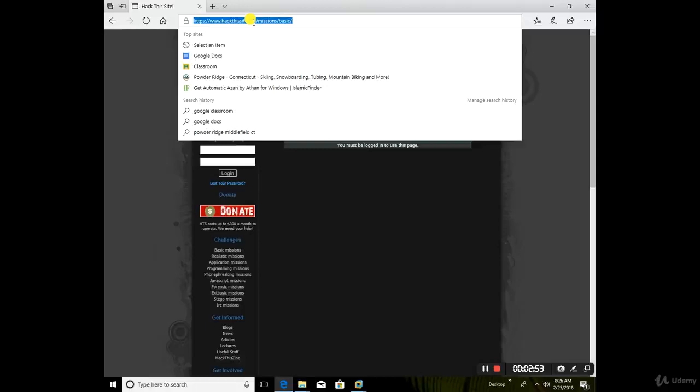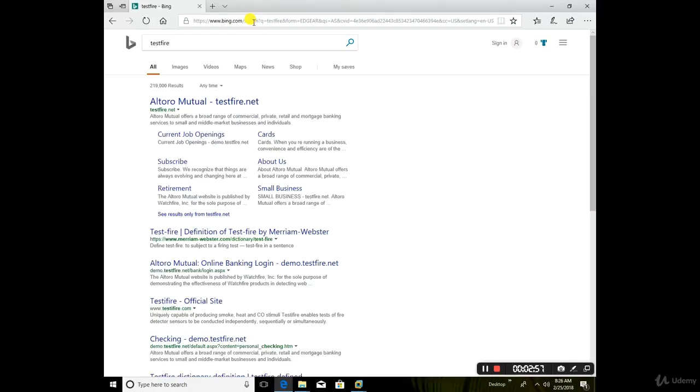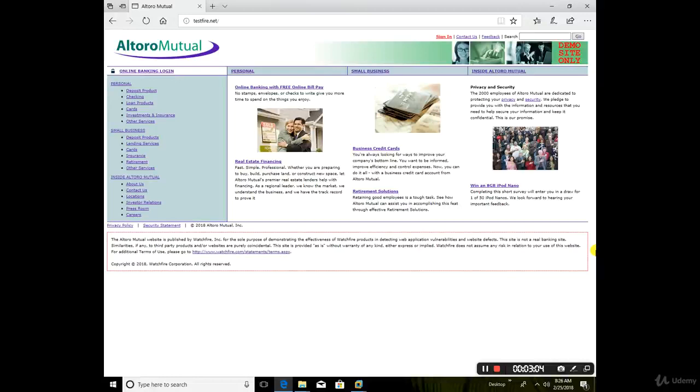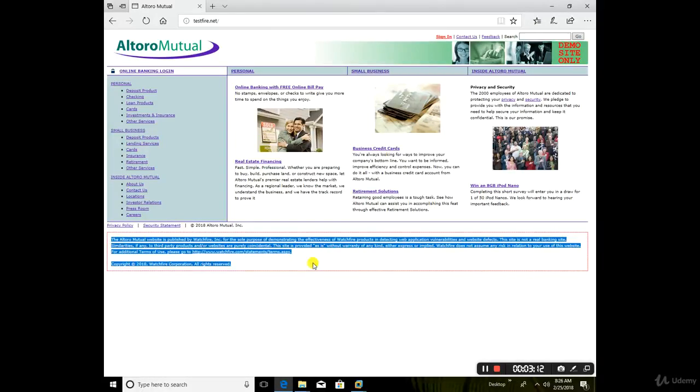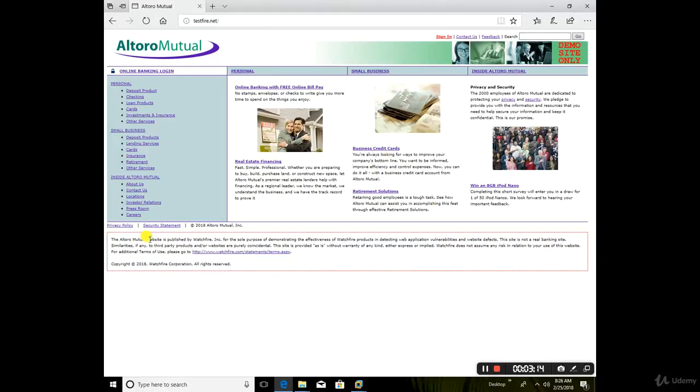The other one I wanted to share with you was Testfire. Testfire is a lot of fun. It is a fake banking website. Up here it looks like a standard website from a banking standpoint. Down here is the disclaimer: this is a website published for the sole purpose of demonstrating the effectiveness of products in detecting web application vulnerabilities and defects. This is not a real banking website.